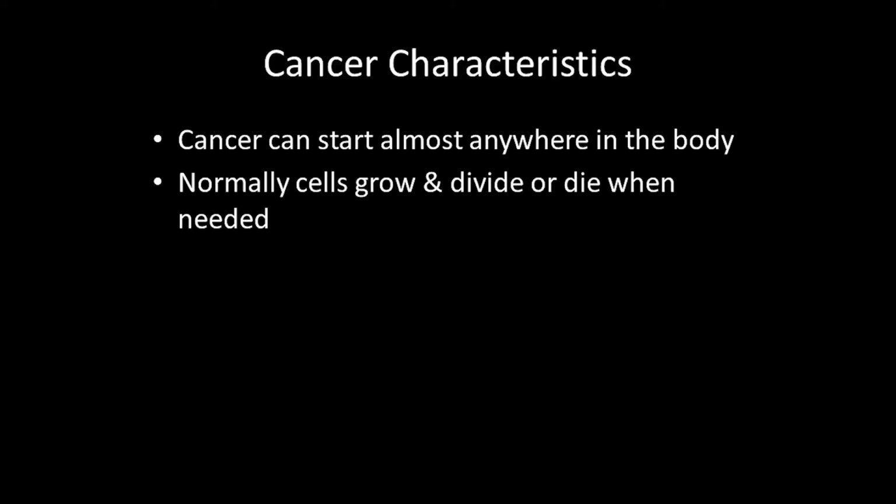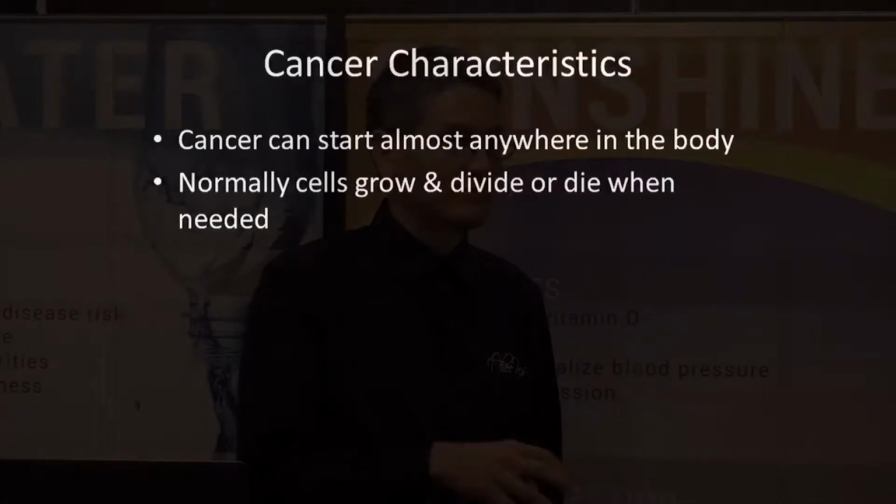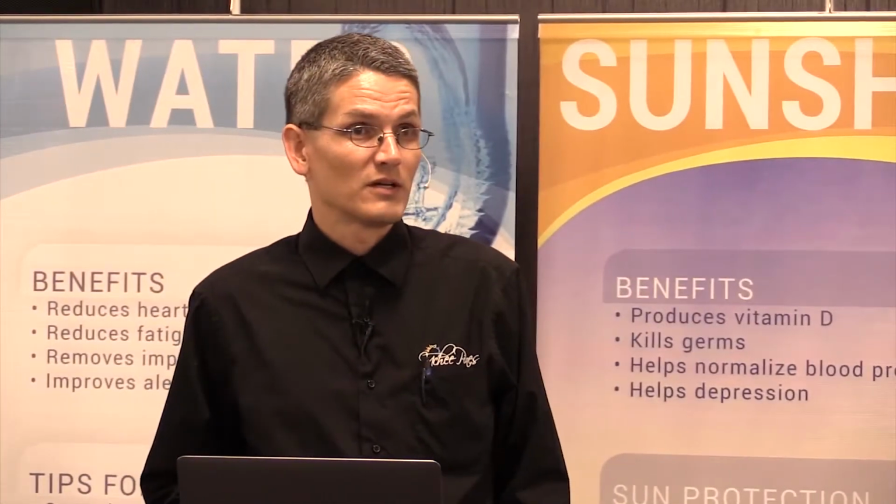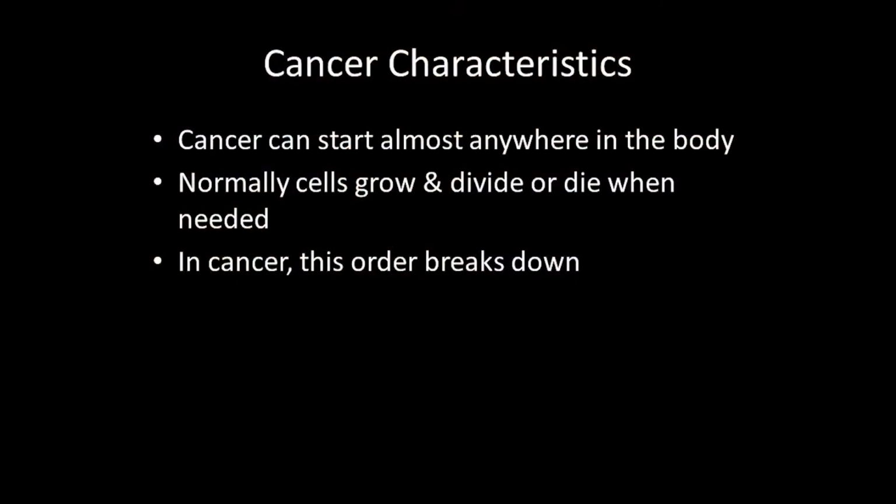Normally what happens is your cells will grow, they'll divide, and when they need to, they'll die. They only have a certain number of divisions, somewhere around 50 or so, and then it's supposed to die at that point. Or there are sensors or receptors that tell if it's pushing into others around it, and if it is, that signals it to die. Or sometimes if it has some kind of malfunction inside of itself, that's a signal as well for it to die. But in cancer, this order breaks down, right?